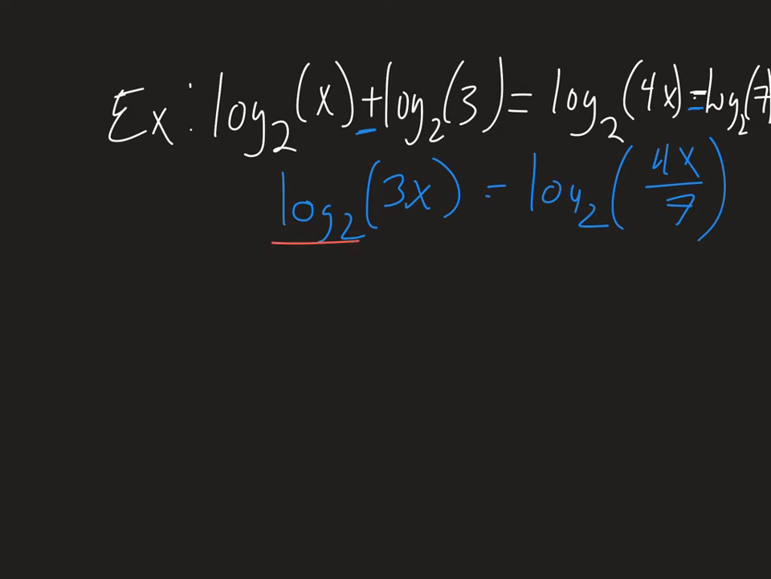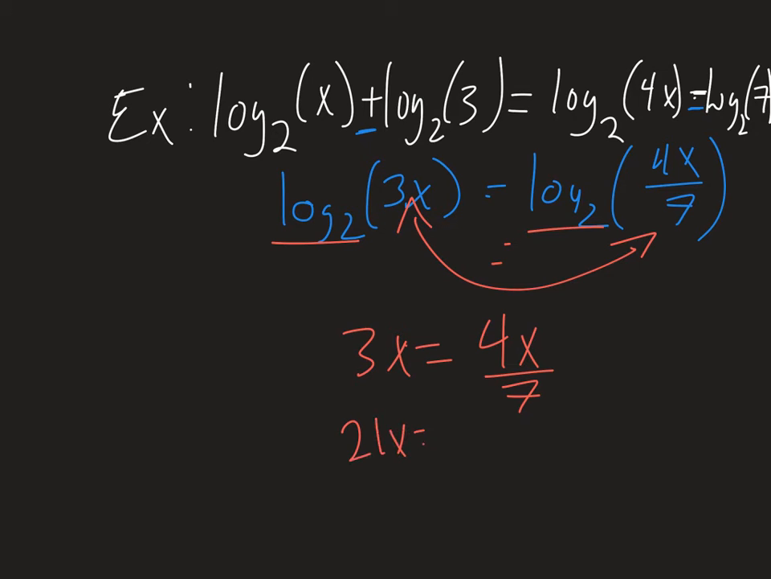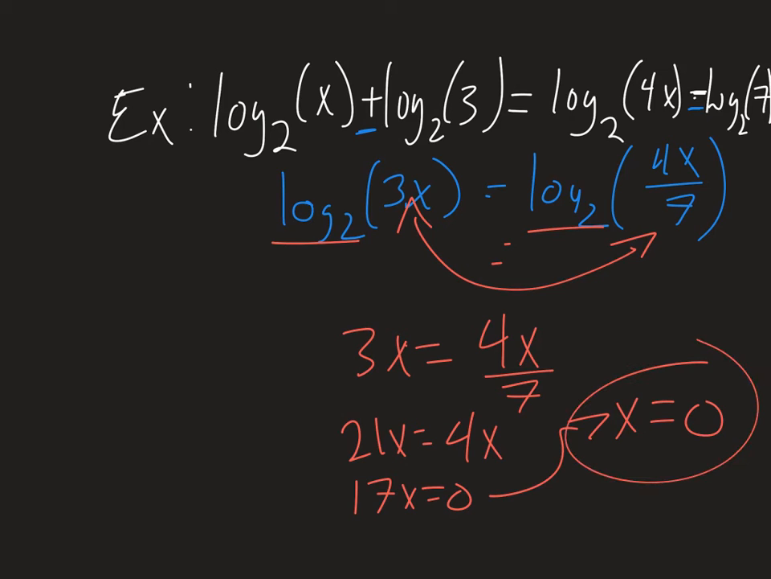Now at this point, I have log base 2 of some stuff equals log base 2 of some other stuff. So therefore, the stuff must be equal to each other. So I can say 3x has to equal 4x divided by 7, which we can multiply both sides by 7 to make it a little easier on ourselves. So we're looking at 21x is equal to 4x. And then we can subtract 4x, for example, and say 17x has to equal 0, which means that x is equal to 0, and that is our solution.